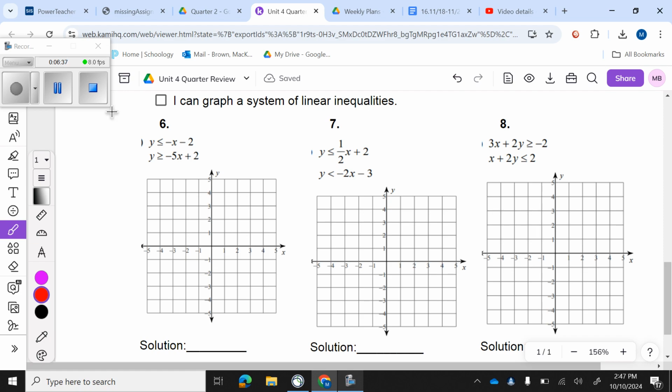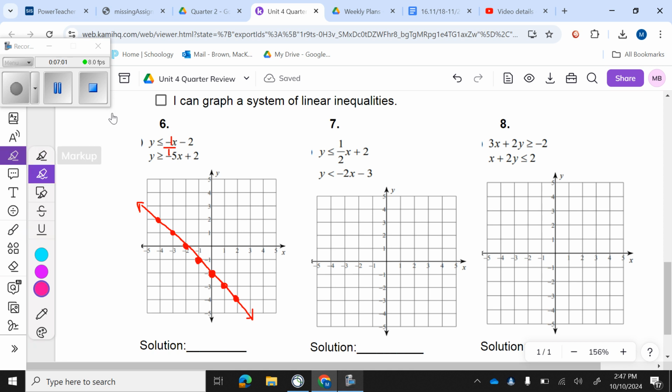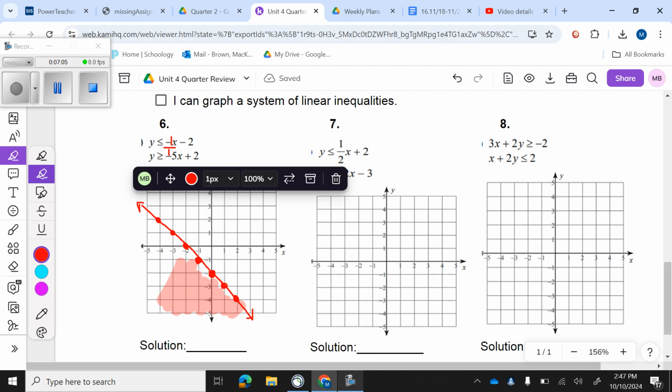So for number 6, I'm going to go graph my y-intercept at -2. If I want to make this a fraction, I can make it a -1 over 1. So I'm going to go down 1, right 1, because this line has to be decreasing because it is a negative slope. All right, because there's a line underneath it, I can connect my dots with a solid line. And now I have to decide where I'm going to shade. Well, that says y is less than, so that tells me I'm going to shade below my line.